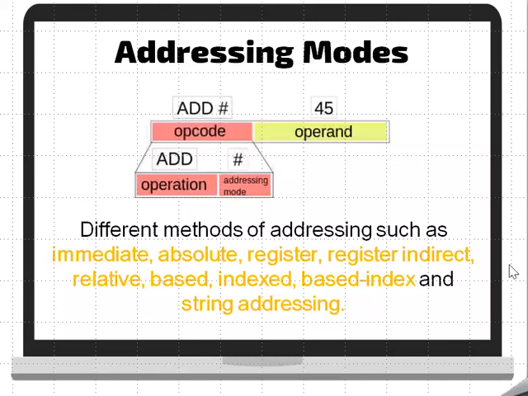relative, where there is a displacement or offset given together with the opcode; based, in which the address of the operand is obtained by adding a displacement from a register in direct mode; indexed, which is similar to the based addressing mode, but only index registers are used; and based index, which combines the addressing schemes of the based, index, and displacement to come up with the address of the operand. We also have string addressing, which utilizes the index registers SI and DI together with specific 80x86 string instructions.